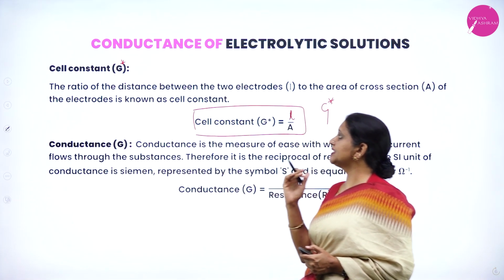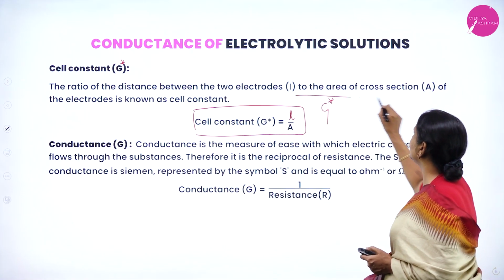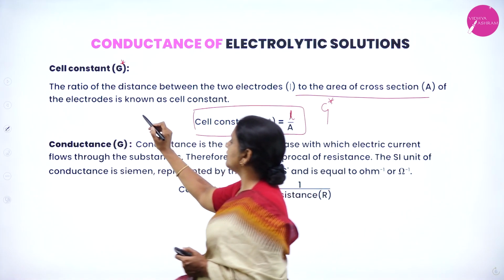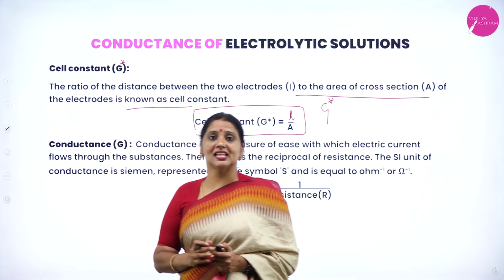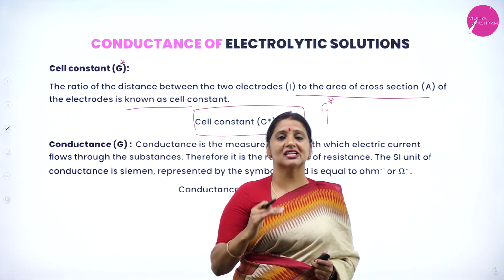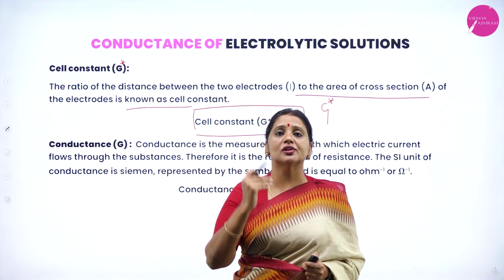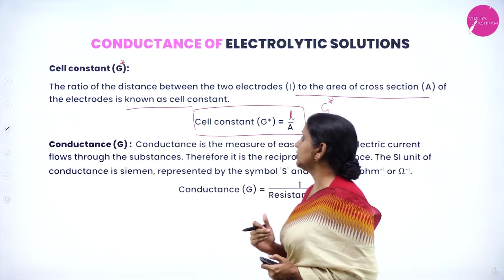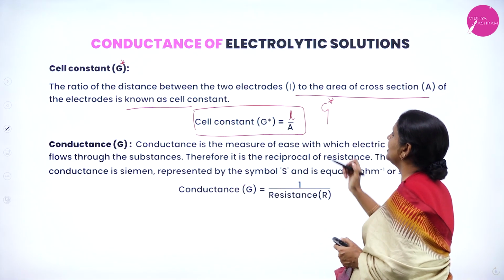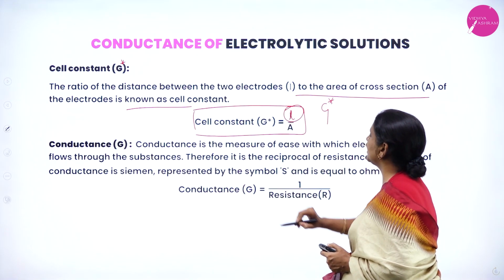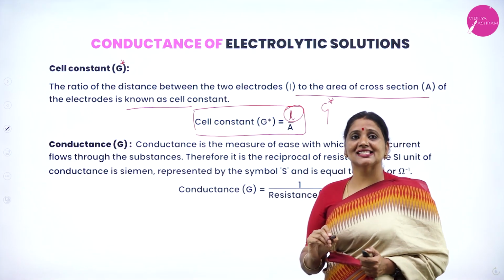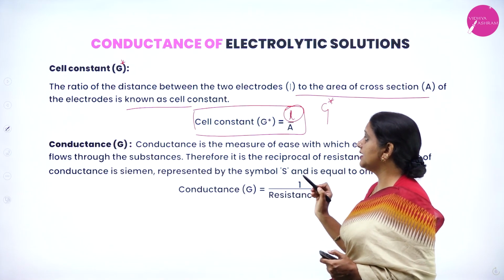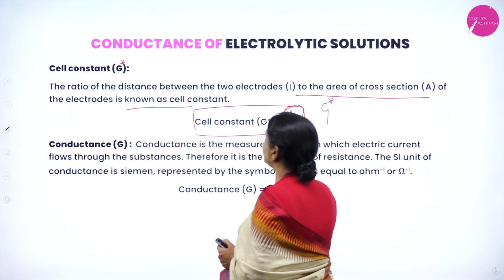The ratio of the distance between the two electrodes L to the area of cross section of the electrode is known as cell constant. Cell constant is denoted by G star. What's the formula for cell constant? Cell constant G star is equal to L by A, where L is the length of the electrodes and A is the area of cross section of the electrodes.